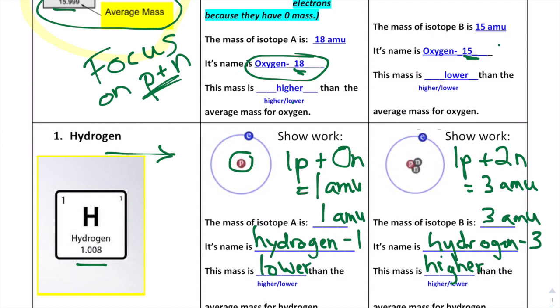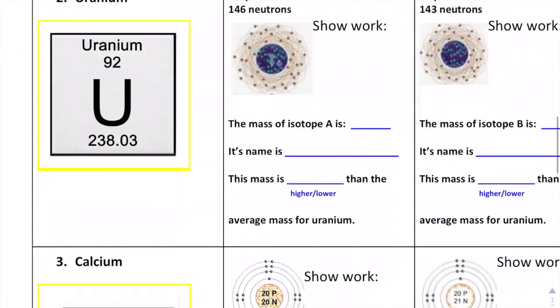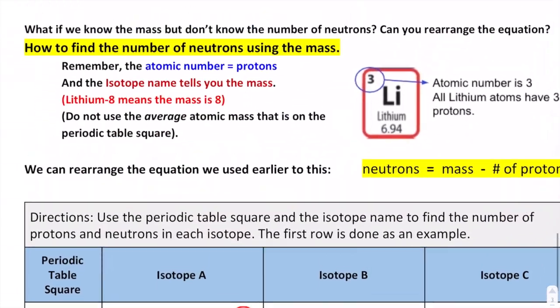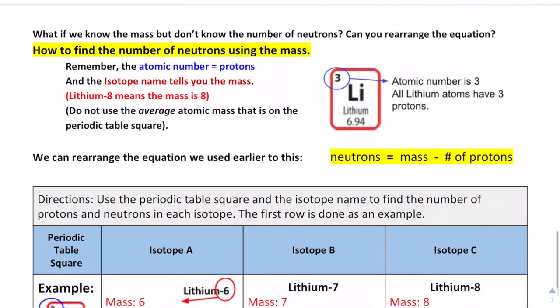All right, don't make this harder than it is. Just add up those protons and neutrons and you'll be fine. I'm going to skip ahead now to the second section if you want help with this.